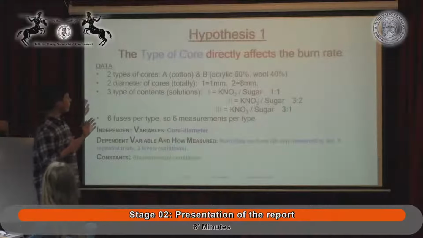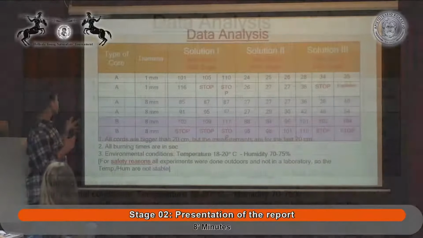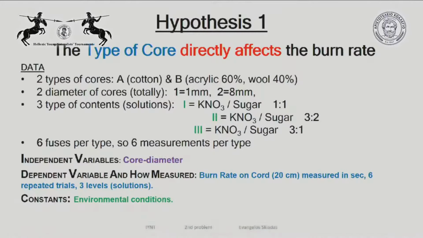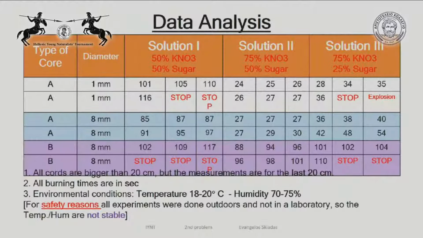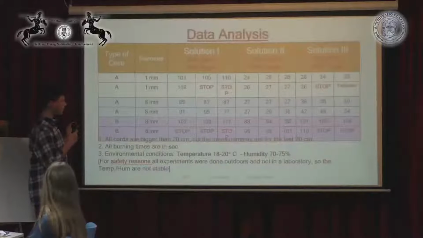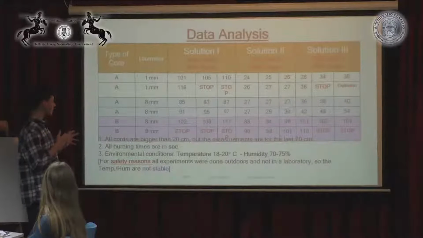So my first hypothesis: the type of the core directly affects the burn rate. Here is the data. The independent variables are the core and diameter. The dependent is the burn rate, measured in seconds, and the constant is the environmental conditions. Here's the data. The stops and explosions you see mean that the fuse stopped or exploded.